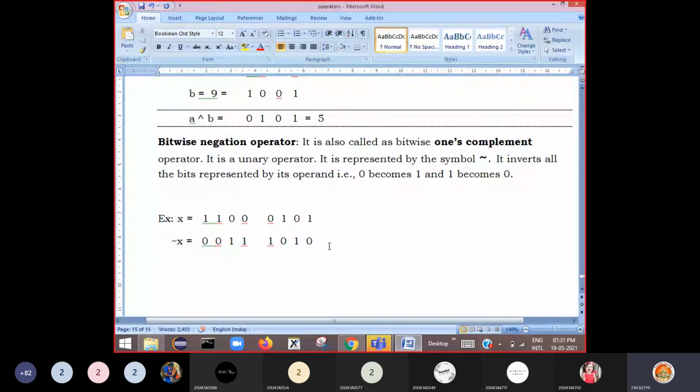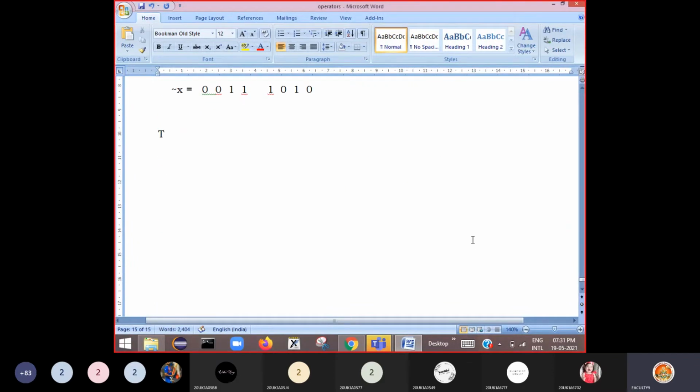Then we'll move on to another topic that is called type conversion. This is very important. Being a computer science student, we should understand this type conversion. Type means here data type. Please remember, whenever we are talking or using the word type in computer science, it is about data type only.